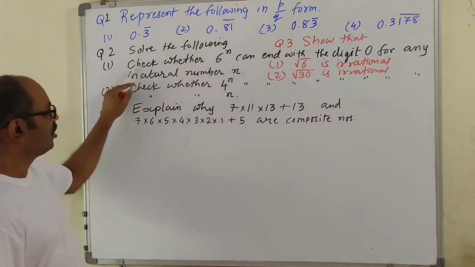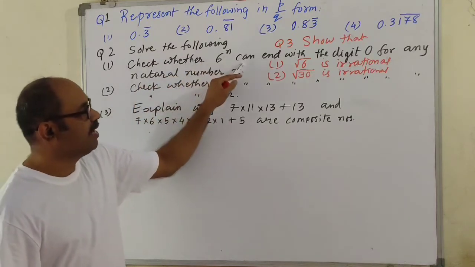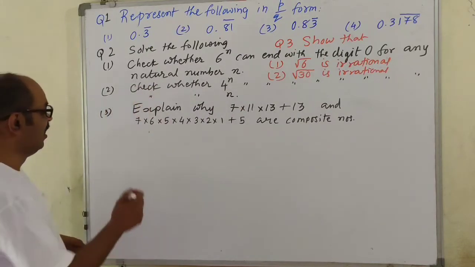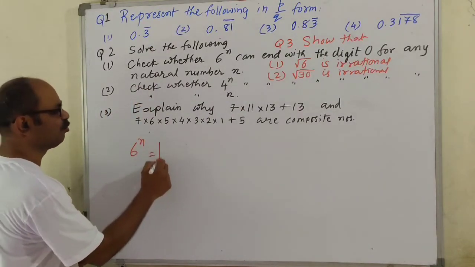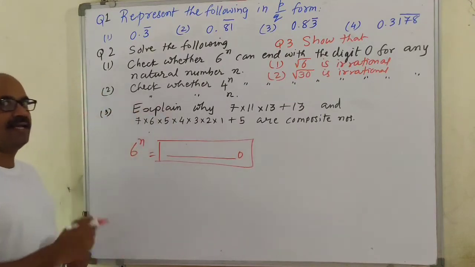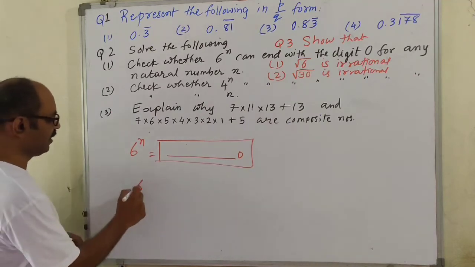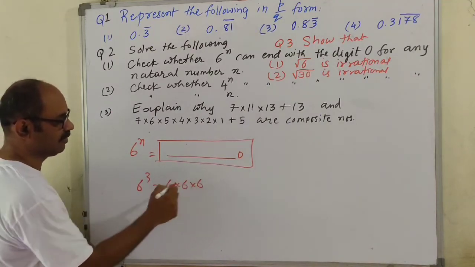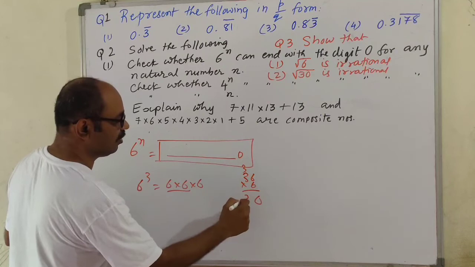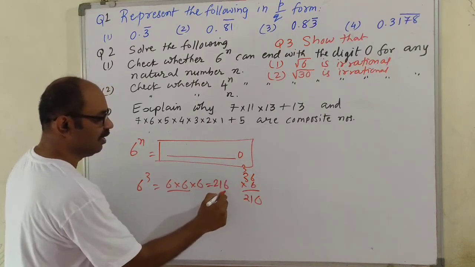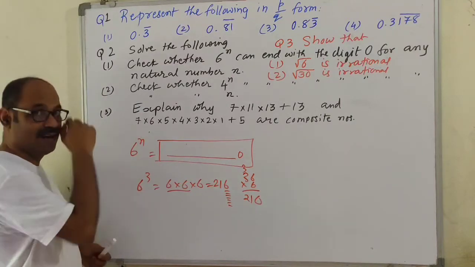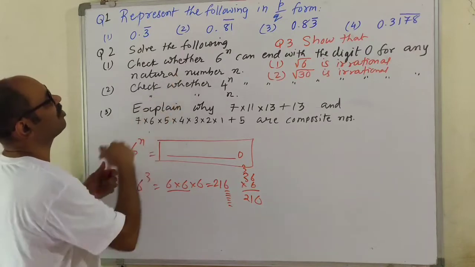Solve the following. Check whether 6 raised to n can end with digit 0 for any natural number n. 6 raised to n is equal to whatever answer comes, we do not know, but whether its ending digit is 0 or not. Say suppose 6 raised to 3, so 6 into 6 into 6, 6 6s are 36, 36 into 6, 216. Does it end with 0? No. I take 5 times, 10 times, 100 times, whatever, because n is a natural number.